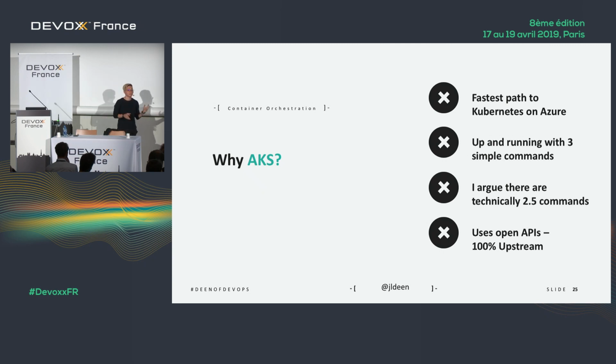You could run, if you wanted a Docker run version of Kubernetes, that would be Azure Container Instances, but you have no control over the agents or essentially anything, really, right? You're just kind of doing Docker run in the cloud, and the back end is Kubernetes. You can get up and running with 3 simple commands. I like to argue it's technically 2.5, and you'll see why. And like I said, it is 100% upstream.